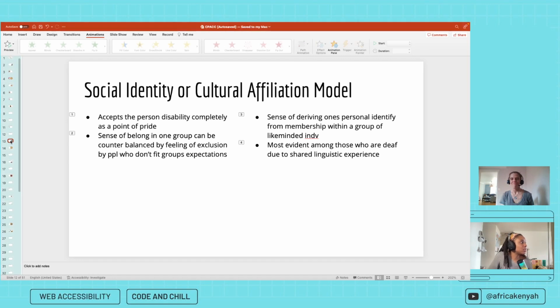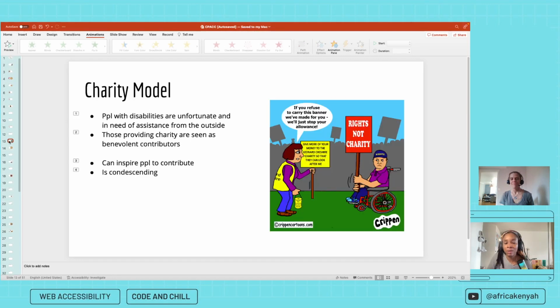We're going to talk about the charity model, aka the worst model ever. It sees people with disabilities as unfortunate and in need of assistance from the outside. They see the people providing therapy as benevolent contributors. One good thing about it is it can inspire people to contribute to charities, but mostly it's just condescending. It's never the right way to do it. Charities are great though, but if you're going to be a charity, you need to be in the trenches on the picket lines, all that. That's a good way to be charitable, in my opinion. I don't know. What do you think?